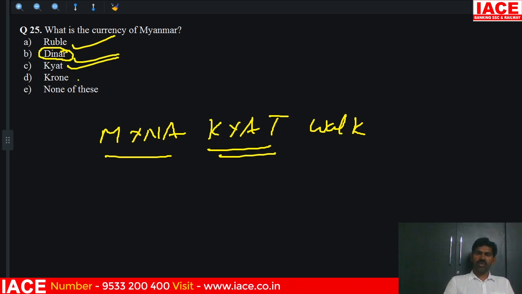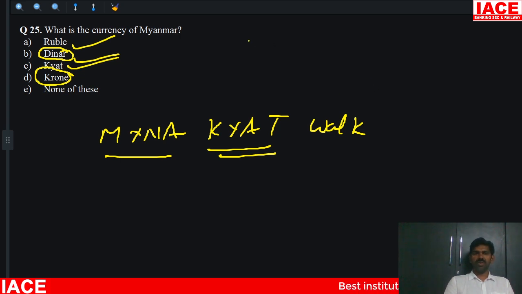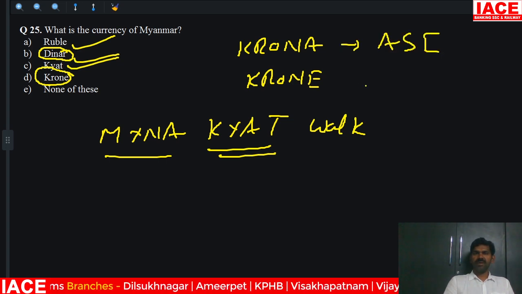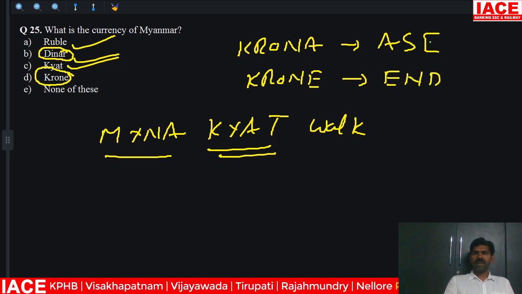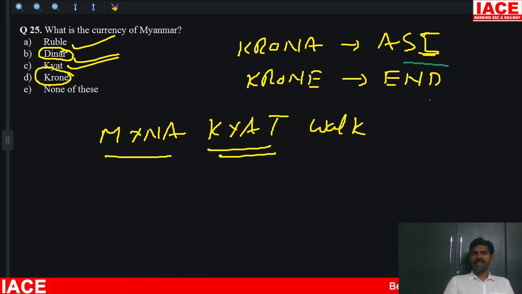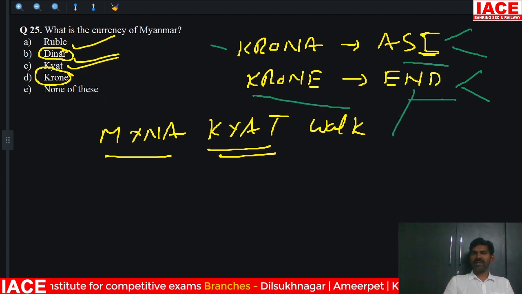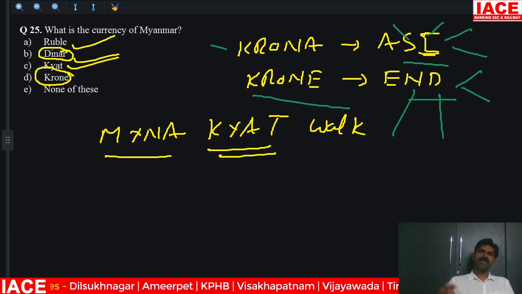And krona, krone. Norway and Denmark, Sweden and Iceland. Already I told you this logic. Krona is K-R-O-N-A, krone is K-R-O-N-E. From A, make it ASI, Assistant Sub-Inspector. From E, make it END. Becoming Assistant Sub-Inspector is the end of his life. Something like that you remember. The new letters for A are SI, and for E it is ND. SI is Sweden and Iceland, ND is Norway and Denmark. So krone is the currency of Norway and Denmark, and krona of Sweden and Iceland. As simple as that. This is a way to remember the currencies of various countries.